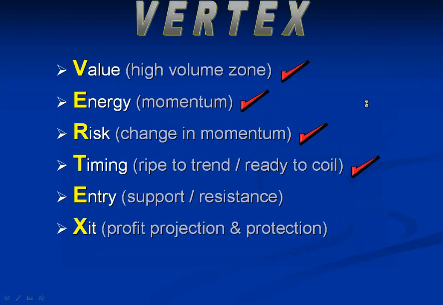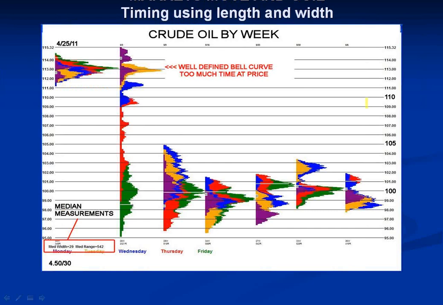So we've talked about these things. So let's talk about timing. And I really already did. In this crude oil chart, I want you to note that this market typically would see about 29 half-hour periods traded at this price during a week, let's call it $113 for round numbers. And then you come in the next week, and it's doing it again.